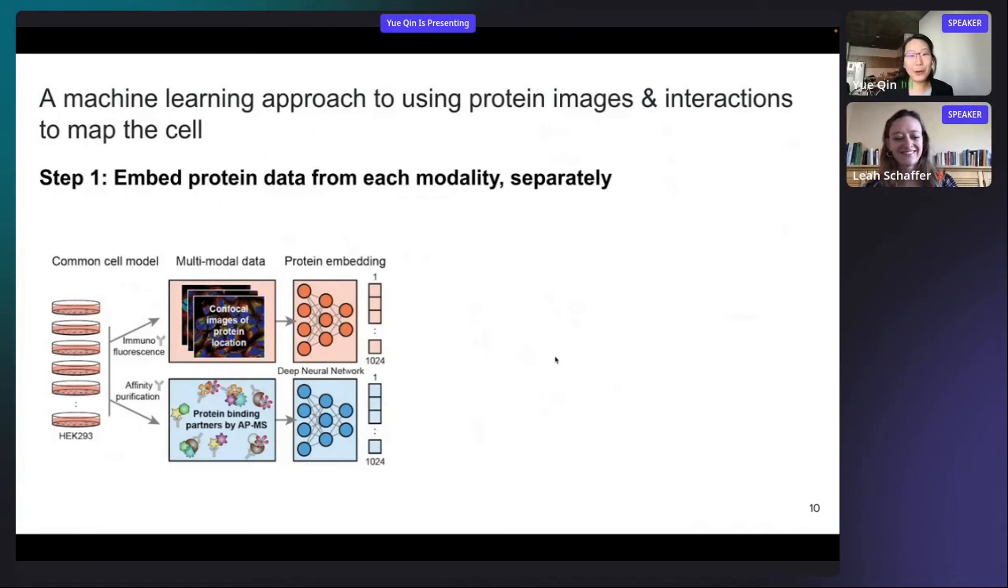So I will briefly go through our method, which actually consists of only 3 steps. The first step is how can we extract the information of the protein from the data modality? And our approach is by embedding each data into a low-dimensional space so that each protein gets assigned, instead of an image or an interaction network, an embedding from those data.